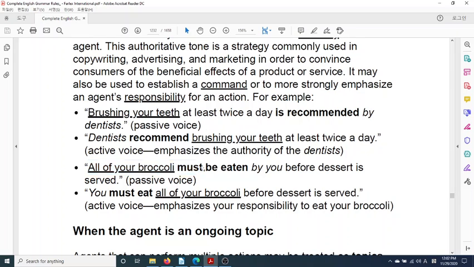All of your broccoli must be eaten by you before dessert is served. That's kind of a mouthful. Instead, you must eat all your broccoli before dessert is served. Makes a lot more grammatical sense.